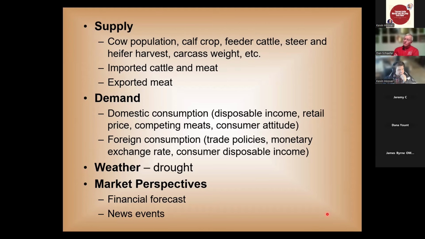Drought is a weather factor that can influence supply. It is possible that severe cold weather during calving season could also be a factor affecting supply. And then market perspectives, like the National Economic Forecast for the economy, or news events or statements by government officials, can influence prices of cattle and beef.